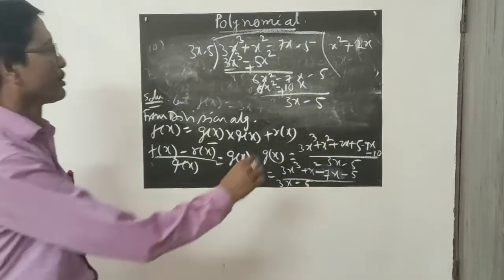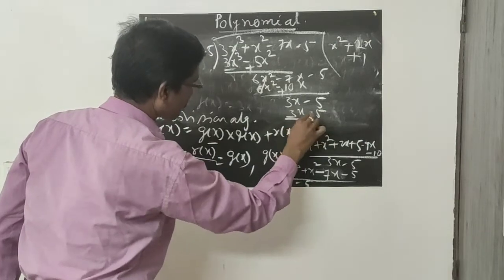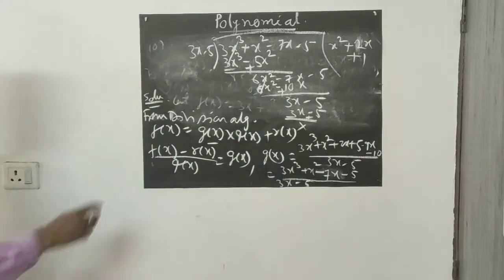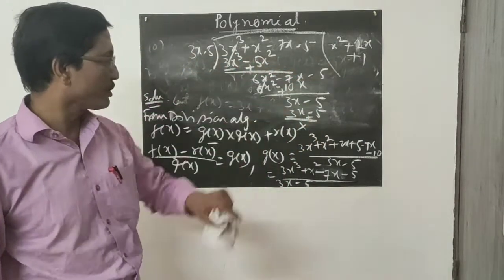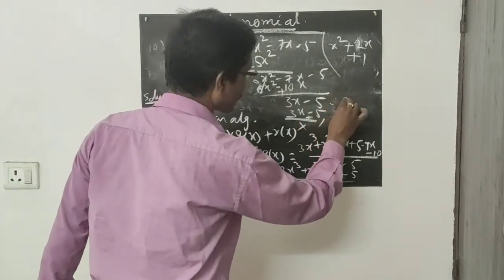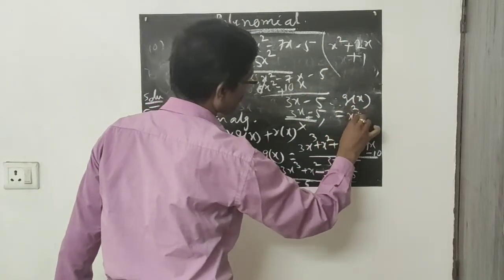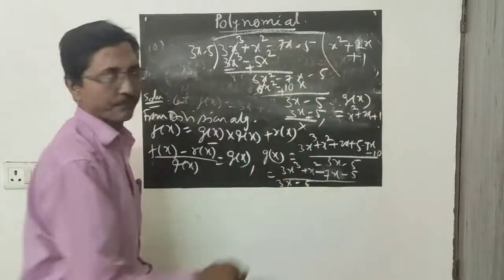X minus 5. So it will go by what? 1. So 3x minus 5 will be completely cancelled. So ultimately, the quotient you are getting, the result you are getting, that is your g(x). After this you can write, therefore g(x) equals x square plus 2x plus 4.